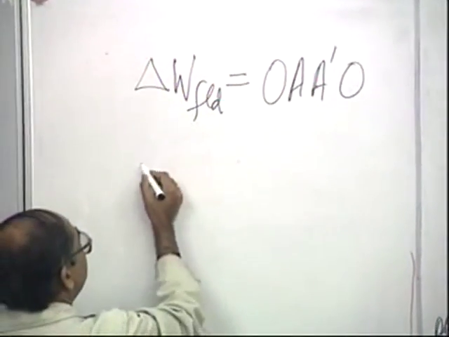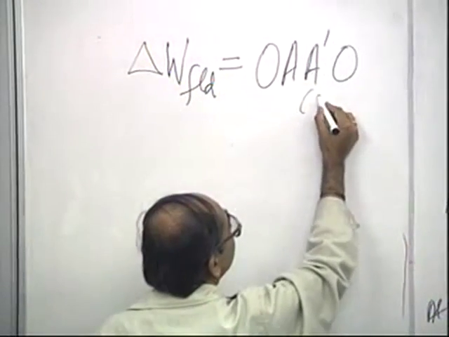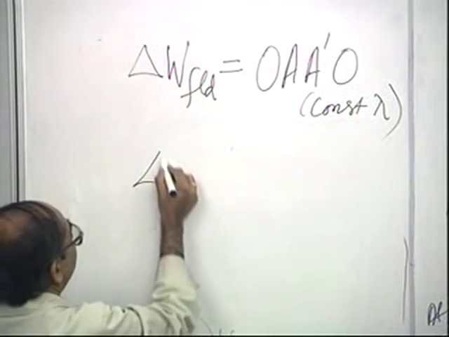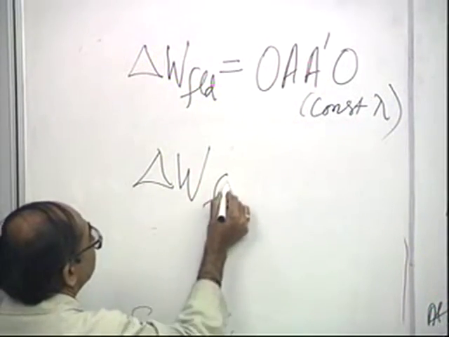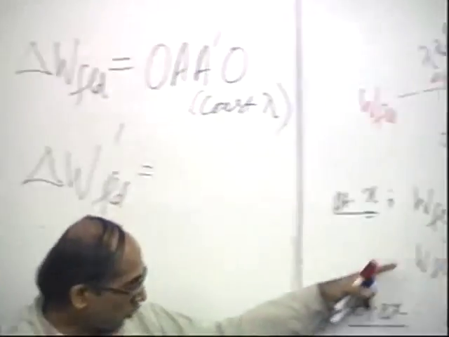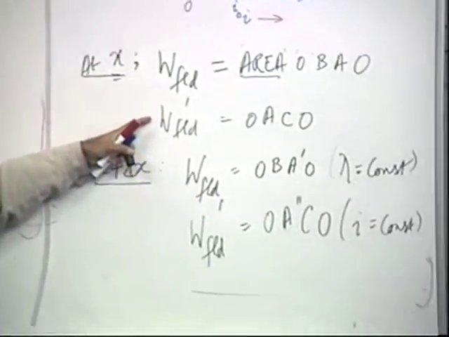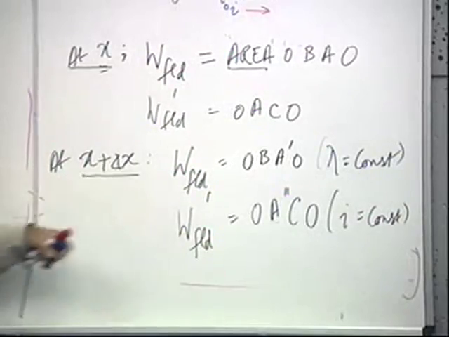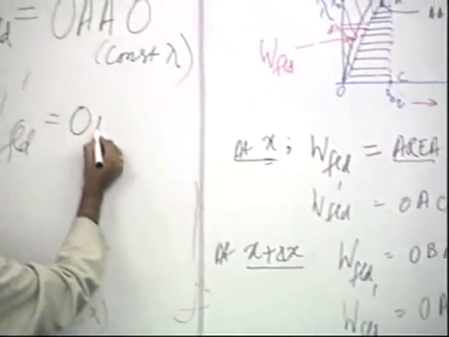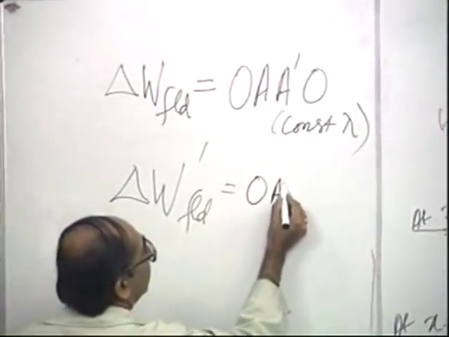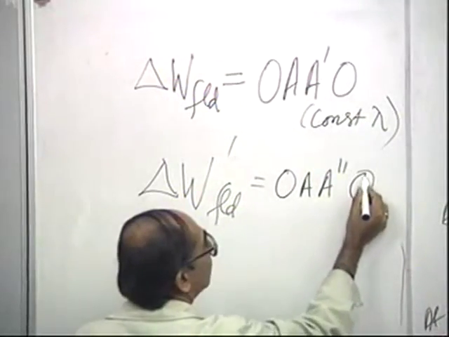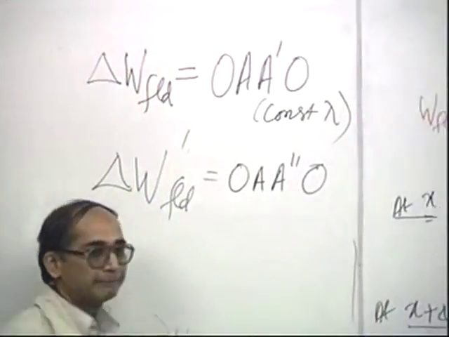O A dash O. Is it okay? Now, this is at constant. Now what is delta W field dash? That is these two areas' difference. W field dash minus this one. O A double dash O. Okay, A dash comes on the way.